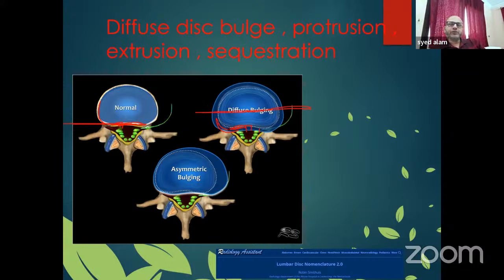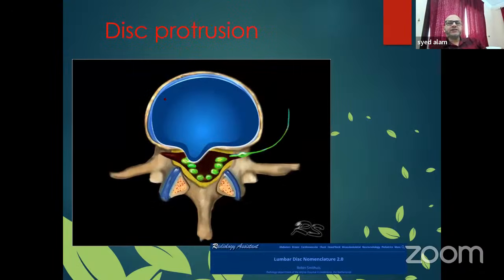If it is limited to less than 90 degrees, we call it disc protrusion, or focal disc bulge. If it is asymmetrical, we call it asymmetrical diffuse disc bulge, like here, where it extends on only one side. What is disc protrusion? In disc protrusion the base is wider and the height is less.